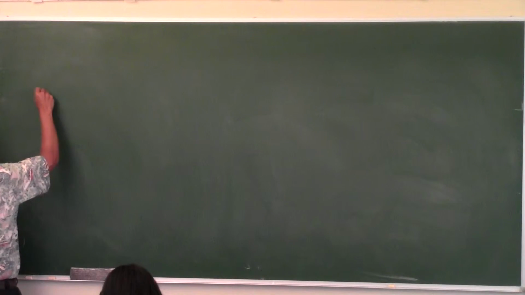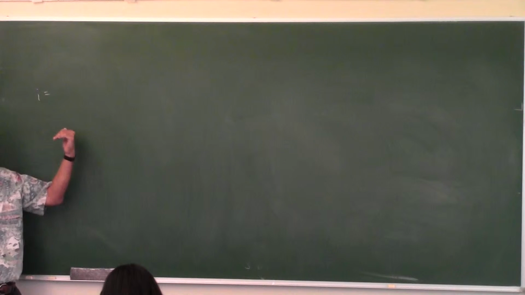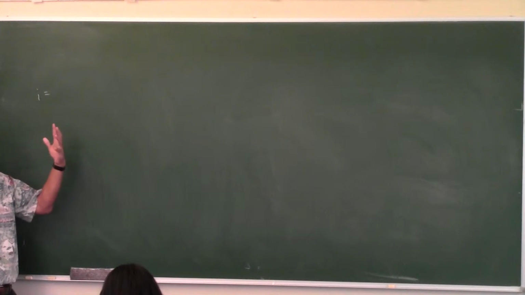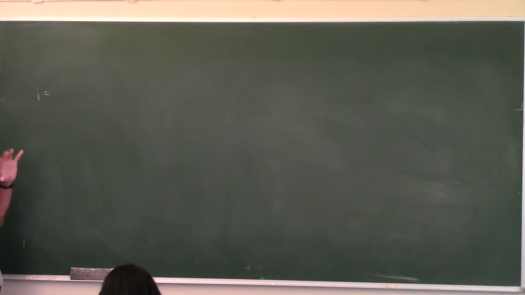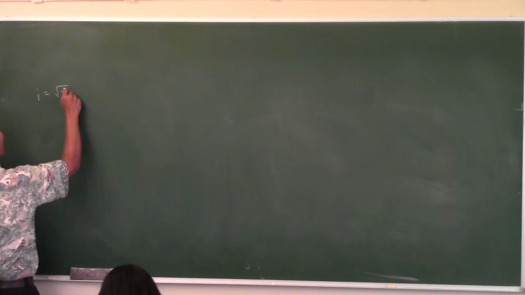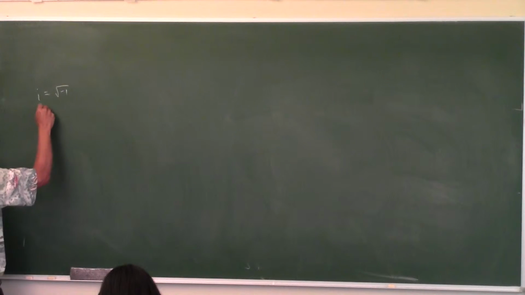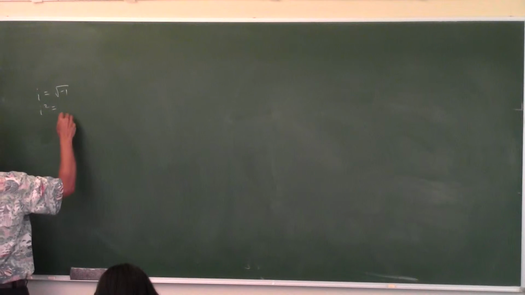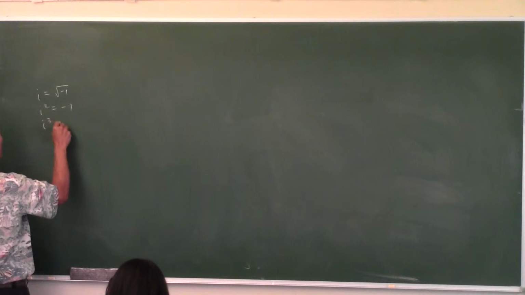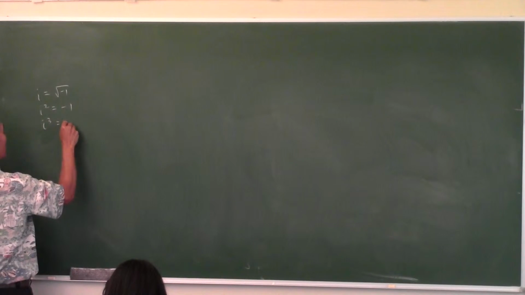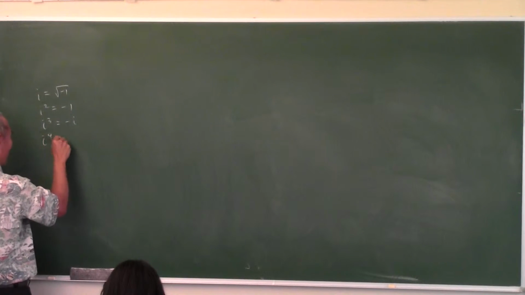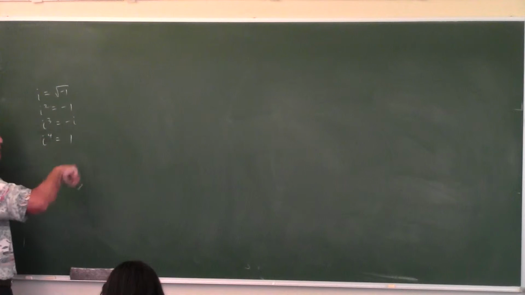Okay, what is this number i? This is on the new SAT, and I think maybe on the ACT? I'm not sure, but I know on the new SAT it's there for sure. i is equal to the square root of -1. It's an imaginary number. What was i squared equal to? -1. What is i cubed? -i. And what is i to the 4? 1, and then it just repeats itself.